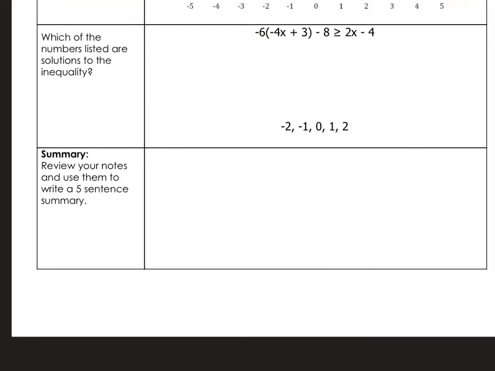Sometimes it's going to ask you which of the numbers listed are solutions to the inequality, so let's go ahead and try that out. The first thing that we need to do is solve the inequality, so let's write down our acronym. The first thing we're going to do is distribute, so let's distribute the negative 6.